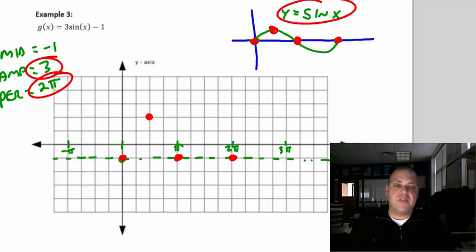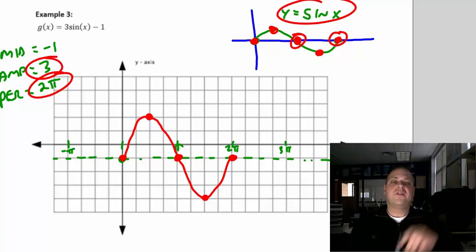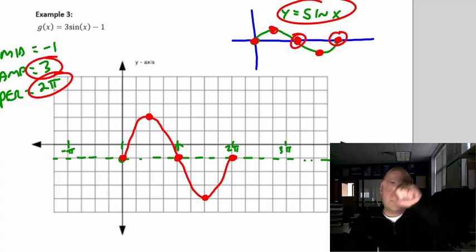What's going to happen between this point and this point? What happens in between those? There's a minimum point. So in between this one and this one, there's a minimum. 1, 2, 3. Go down 3. See the pattern? Okay. And I'm going to connect. And there it is. There's the sine function. Okay? Midline, max, midline, min, midline. That's what the sine function does.